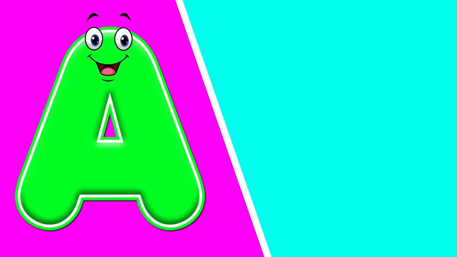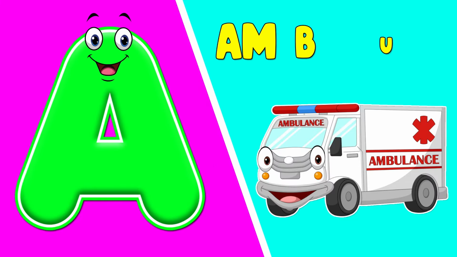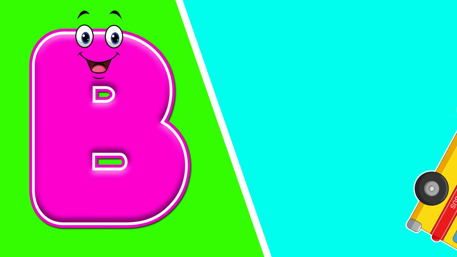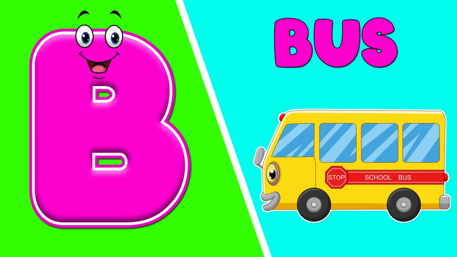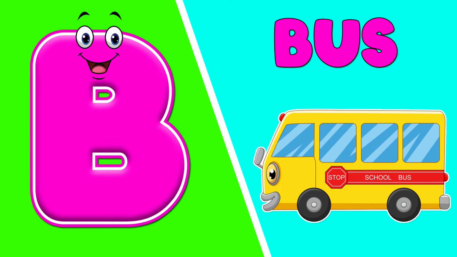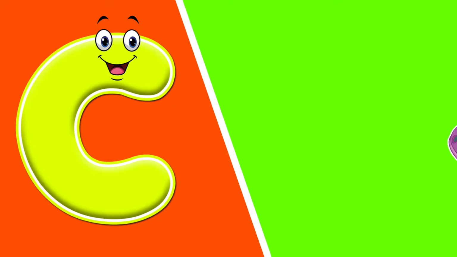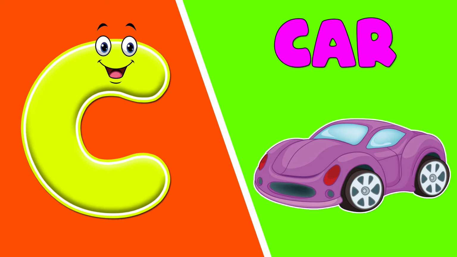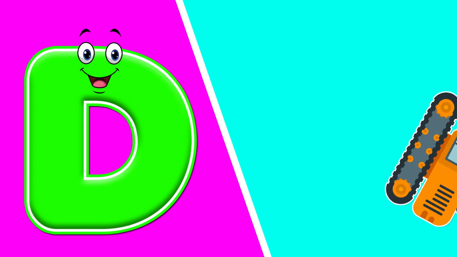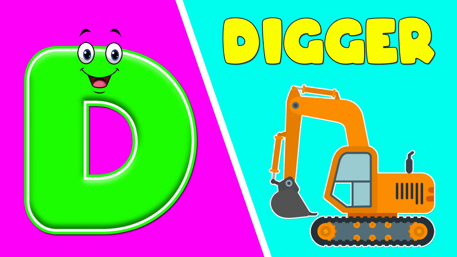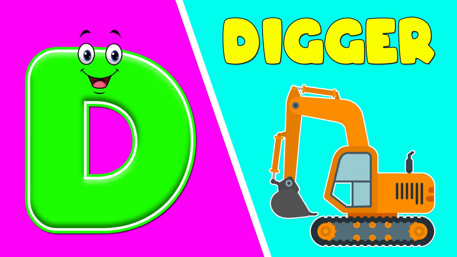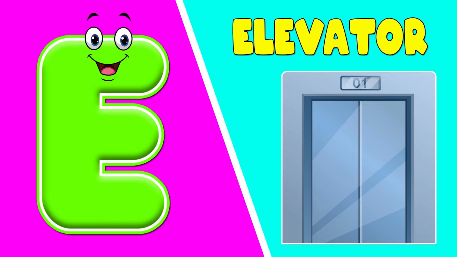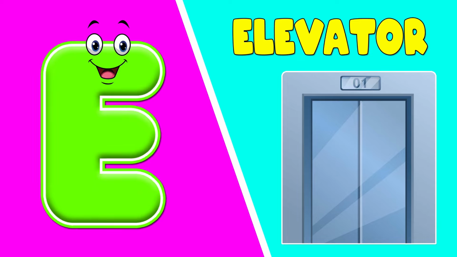Transportation phonics song. A is for ambulance. A, A, ambulance. A, A, A. B is for bus. B, B, bus. B, B, B. C is for car. C, C, car. C, C, C. D is for digger. D, D, digger. Elevator, eh, eh, elevator. E is for elevator, eh, eh, eh.